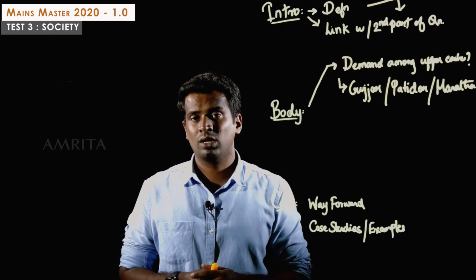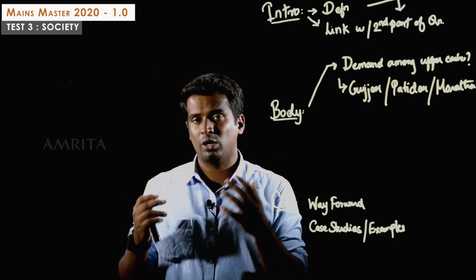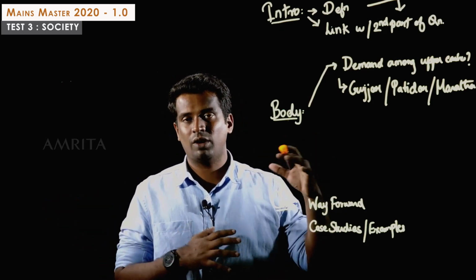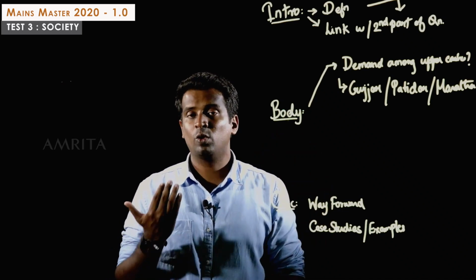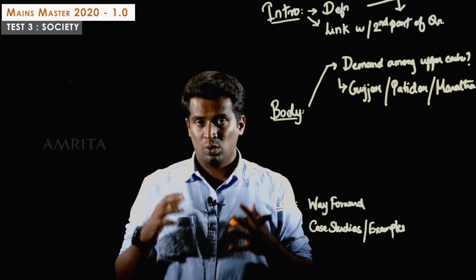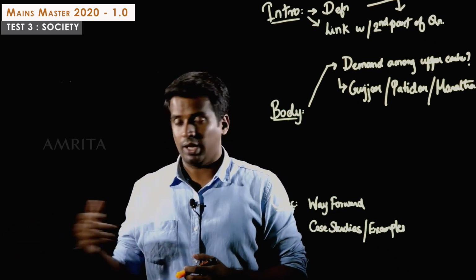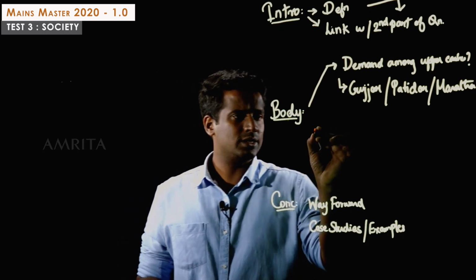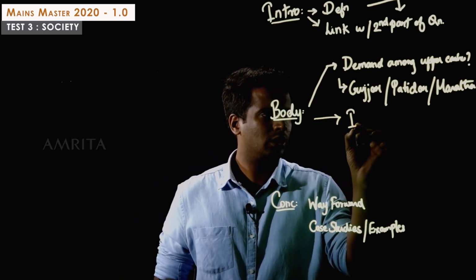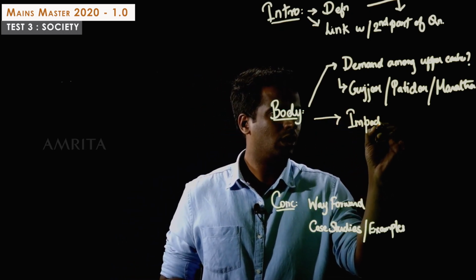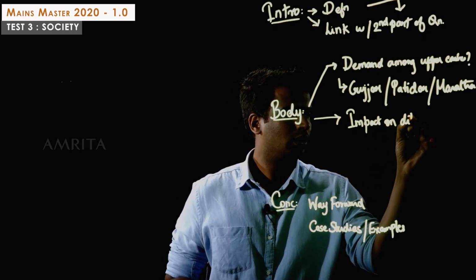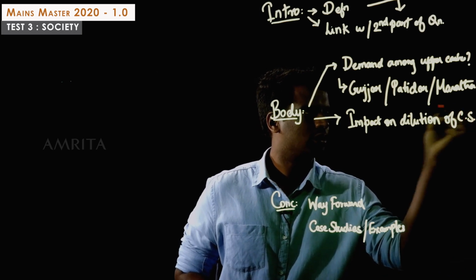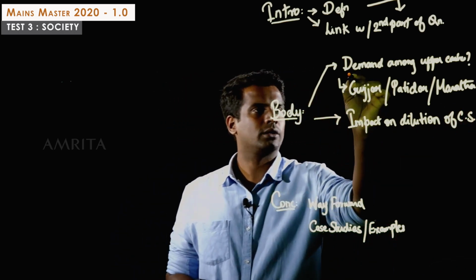So this is something that you can say as a prelude to what you're going to say in the main body. So once you have said why there has been a demand for reservation among the upper caste groups, now we are going for the main part of the question. How much this has had an impact on diluting the caste system. So you can say impact on dilution of caste system. What has been the impact?